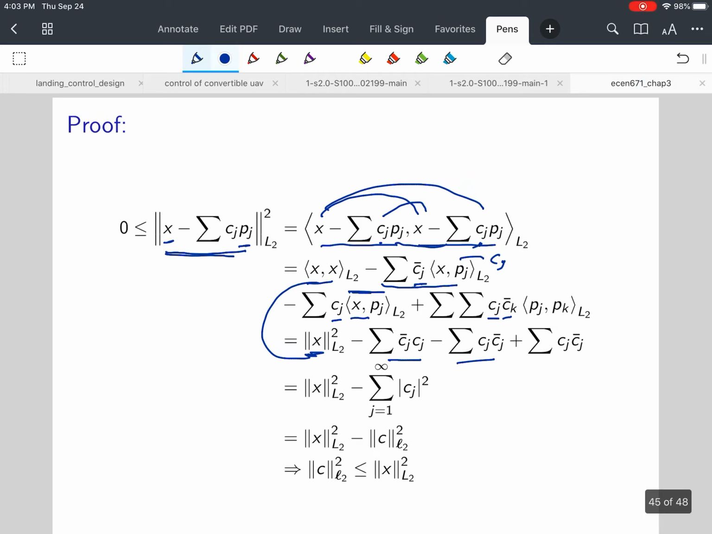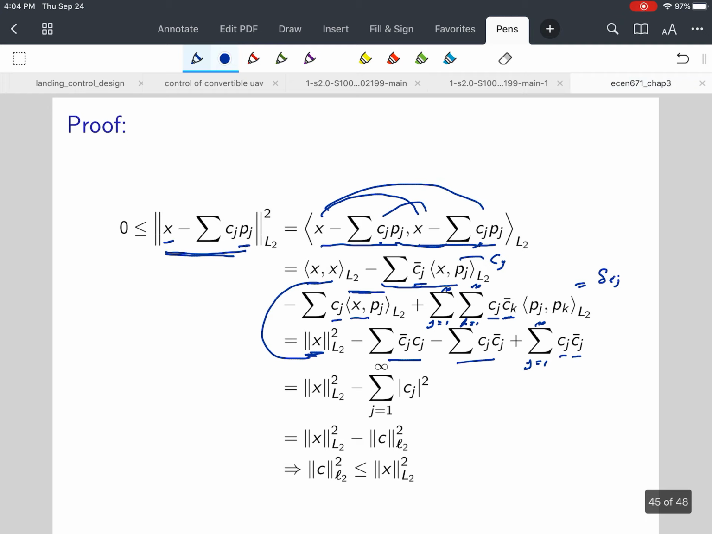This thing is going to be delta jk because they are linearly independent, and so it's going to be, in other words, this is j equals 1 to infinity, this would be k equals 1 to infinity, and all of the terms where k does not equal j go away. So all we're left with is a sum j equals 1 to infinity cj bar.